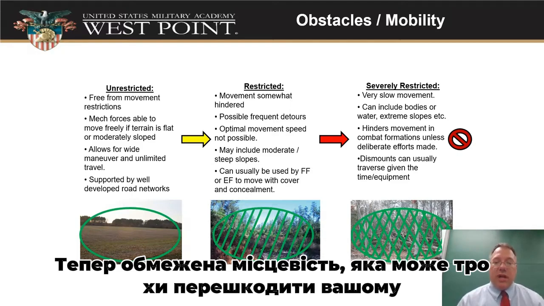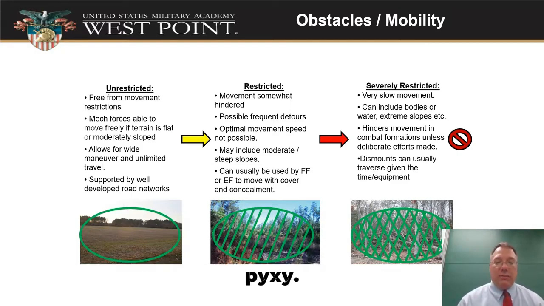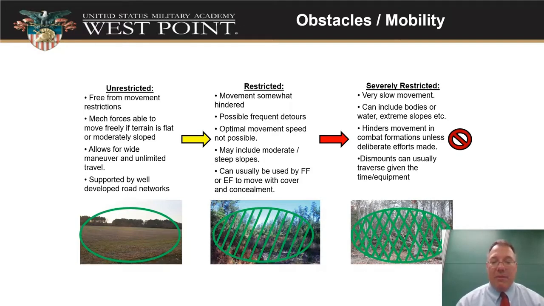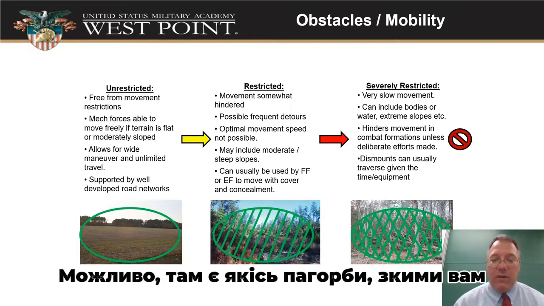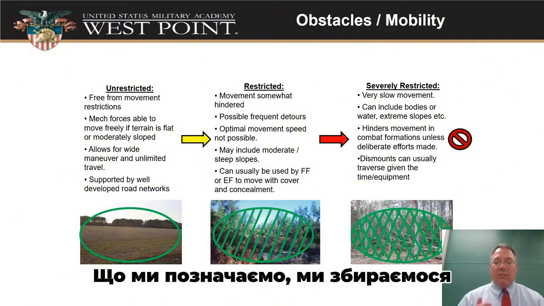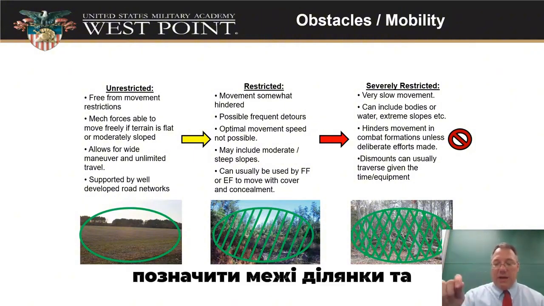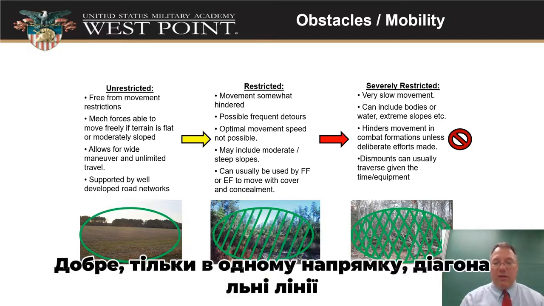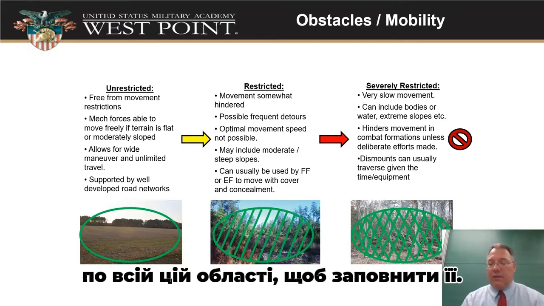Now your restricted terrain might hinder your movement a little bit. You might have to detour around something that you run into that's not shown on the map. Maybe there are some hills you have to deal with. We're going to mark out the boundary of the area and then put single cross lines through there, just in one direction, diagonal lines all over that area to fill it in.